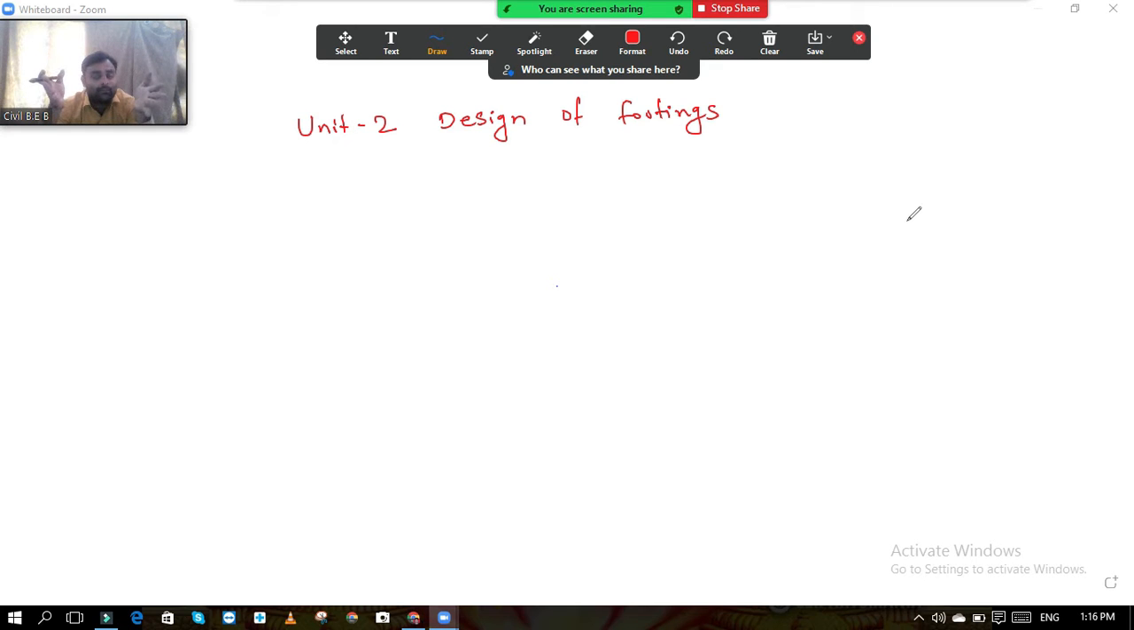Similar thing is there. When the column is there, the intensity of load is much higher because it is acting on a smaller area. But when you distribute that load through the footing to the soil, then it will act on a larger area. So there are fewer chances of high upward soil pressure. It is getting reduced, and there are fewer chances of failure of the column or failure of the superstructure.